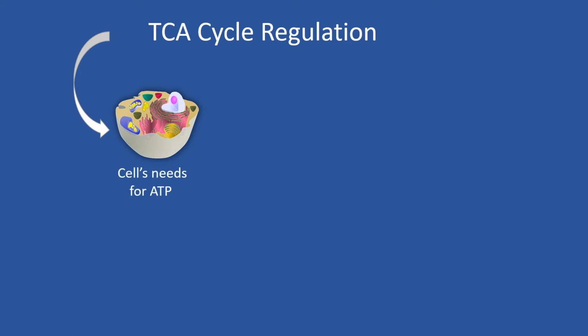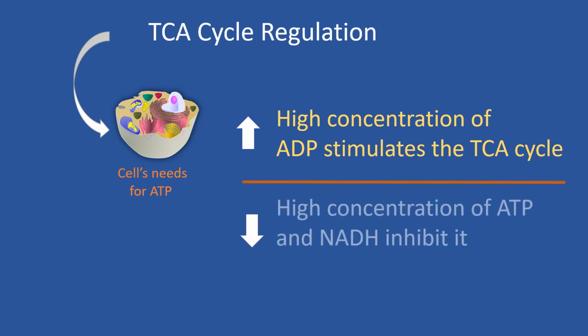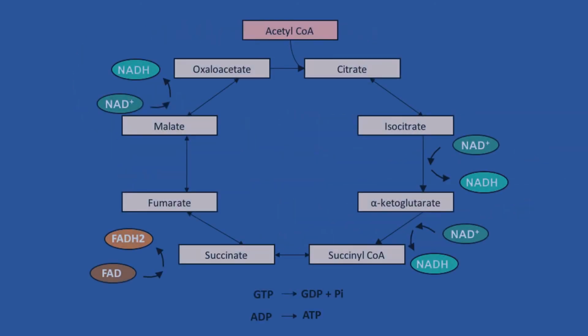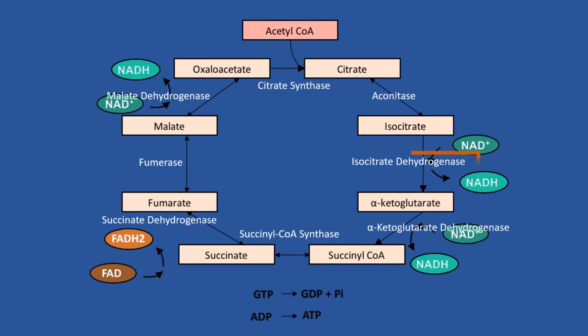The rate of the TCA cycle is precisely regulated to meet the cell's needs for ATP. Such regulation is dependent primarily on the concentration of ADP, ATP and NADH. High concentration of ADP stimulates the TCA cycle, while high concentration of ATP and NADH inhibit it. Each chemical reaction occurring in the TCA cycle requires a specific enzyme, and the key control points are the enzymes isocitrate dehydrogenase and alpha-ketoglutarate dehydrogenase.